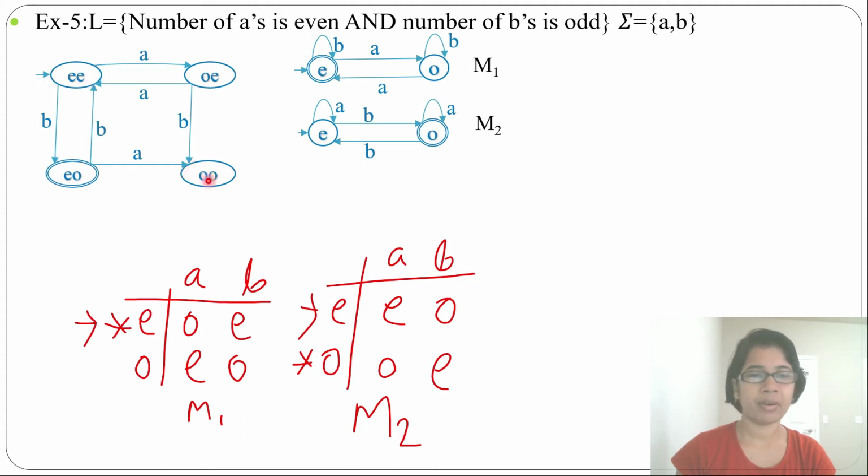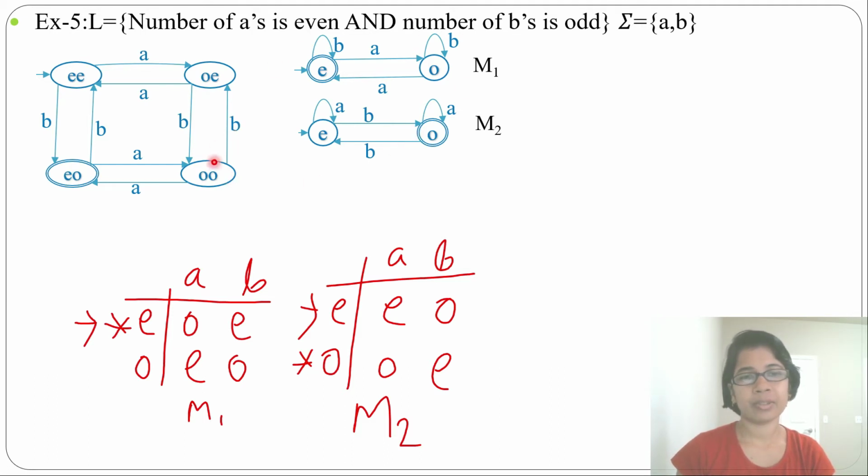Now we'll find for the odd odd state. From O by A it goes to E, and from this O by A it goes to O state. So it will go to the even odd state. And by B, here by B it goes to the odd state itself, and by B it goes to even. So from this by B it will go to the odd even state.